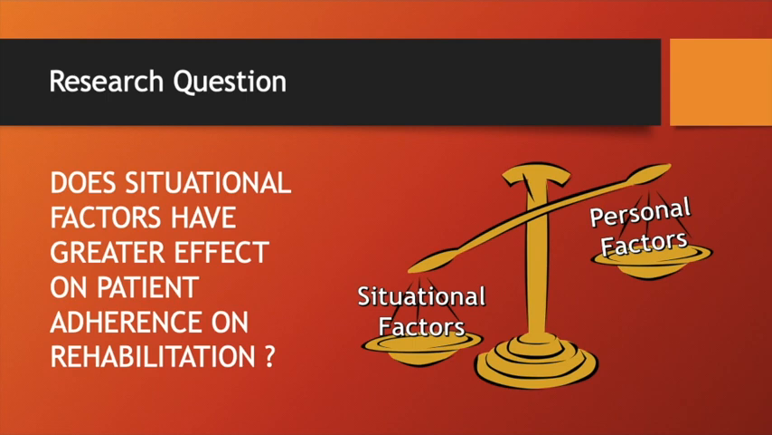From the previous research studies that I found, they focus on which factor affects adherence. As for my research, I would want to look at both factors and determine whether situational factors have greater effects than personal factors. An example of this could be, does support from teammates make an athlete more adherent to his or her rehabilitation than self motivation?